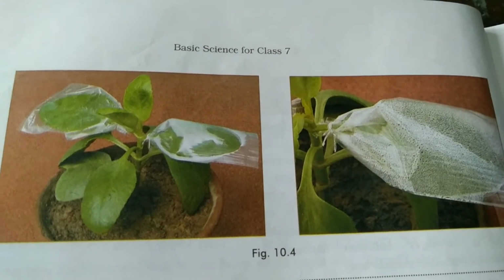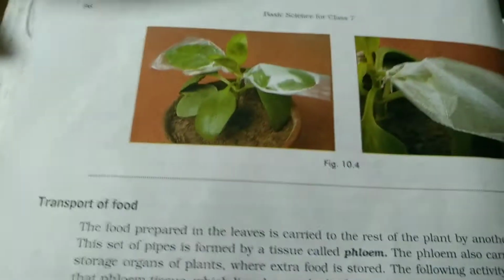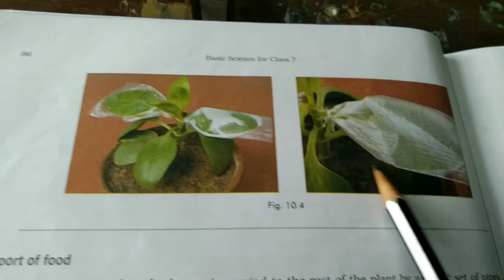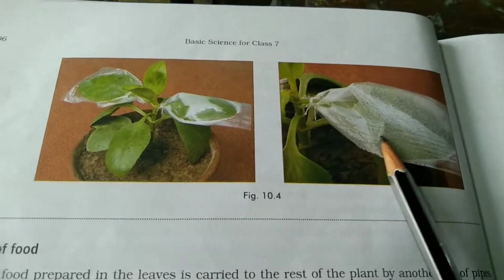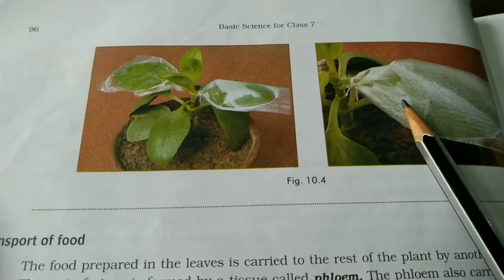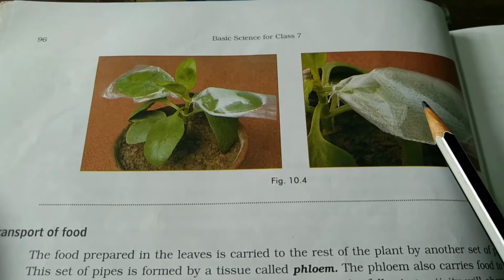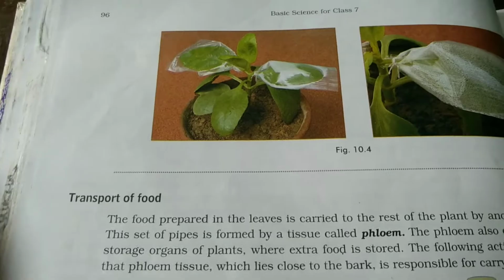Children, you will see water droplets in this picture. There is no Vaseline on this leaf. So we can say this is the process of transpiration, in which excess water is removed from the leaf.